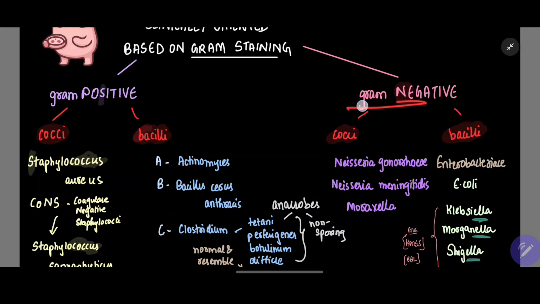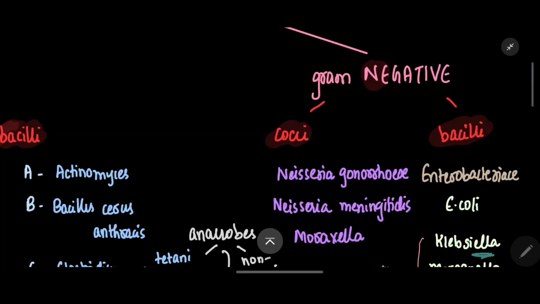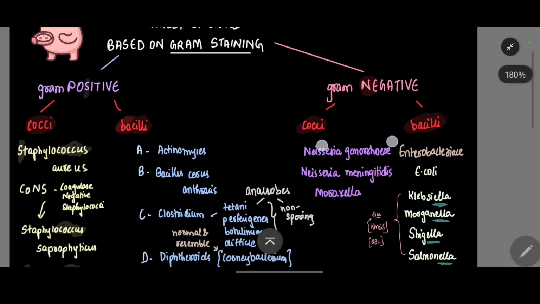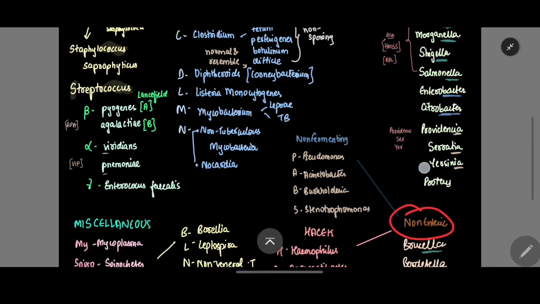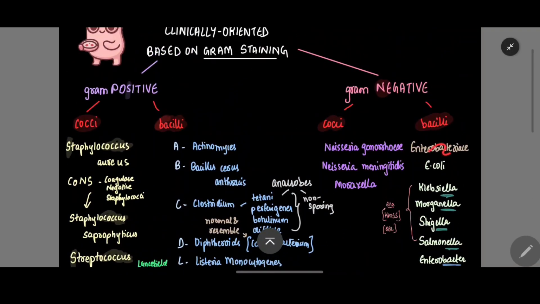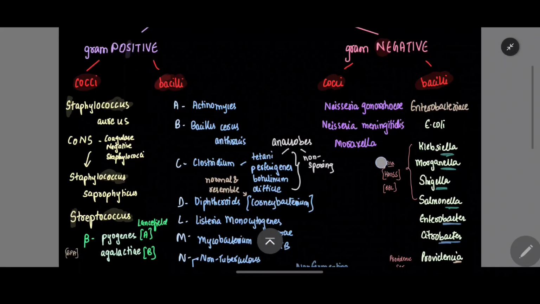Next, moving on to gram-negative bacilli. Gram-negative bacilli can be divided into Enterobacteriaceae and non-enteric gram-negative bacilli. Enterobacteriaceae meaning they affect the enteric system, which is your GIT. Okay, so E for Enterobacteriaceae, E for E. coli. E. coli causes diarrhea.